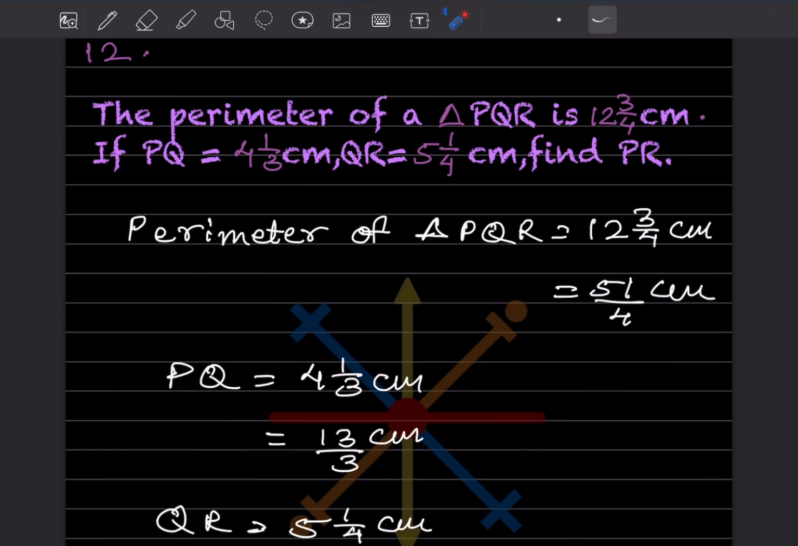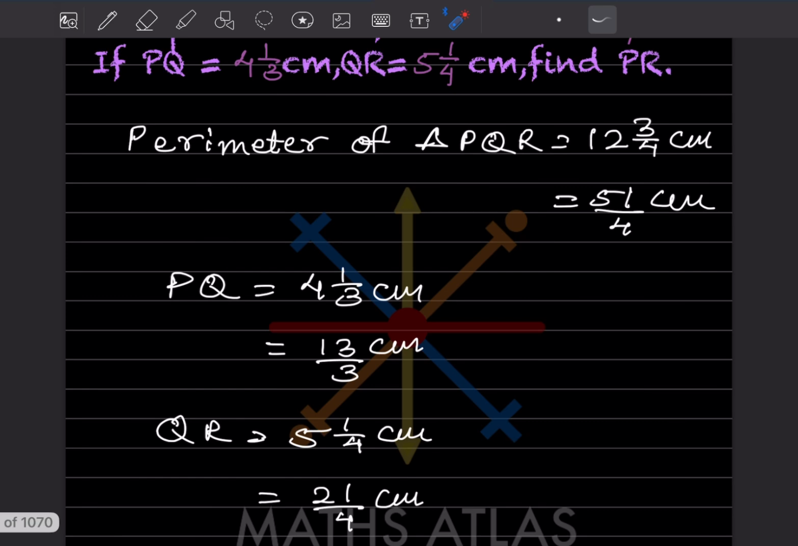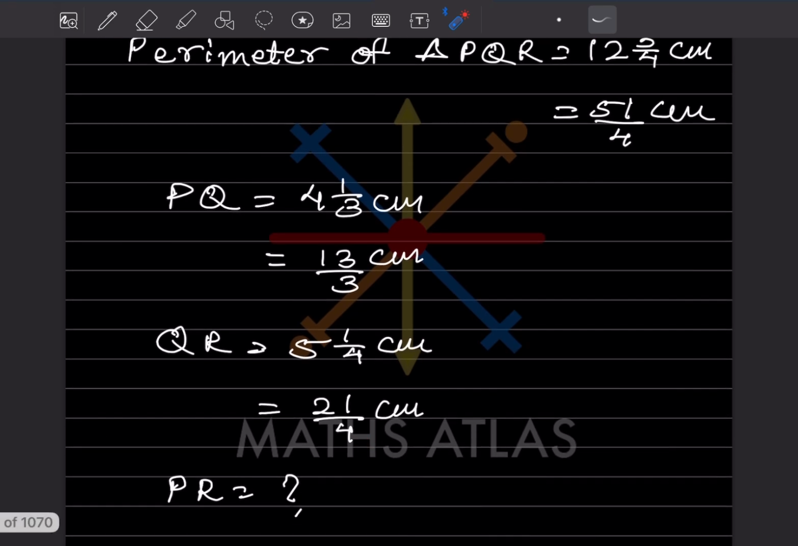So perimeter is given as 12 and 3 by 4. This is a mixed fraction. Let us make it improper. That is going to be 51 by 4. And PQ is given as 4 and 1 by 3. That is going to be 13 by 3. And QR is 5 and 1 by 4 centimeters. That will be 21 by 4. And we don't know what PR is.